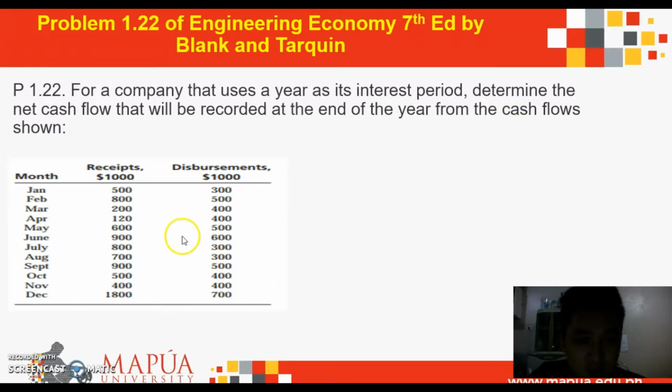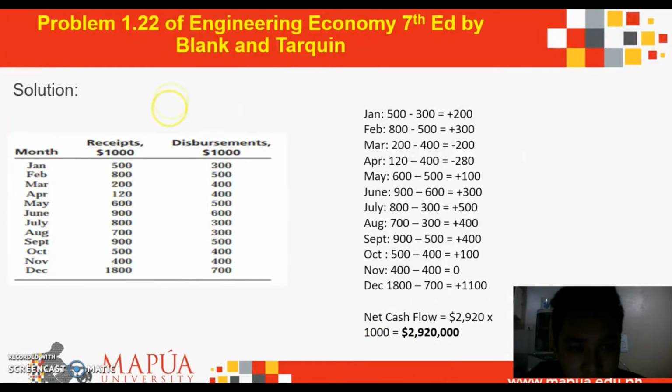So how can we solve for the net cash flow? We can subtract the disbursements from the receipts. So here's the solution. For the month of January, the receipts of $500 in value will be subtracted by $300 to get the net.